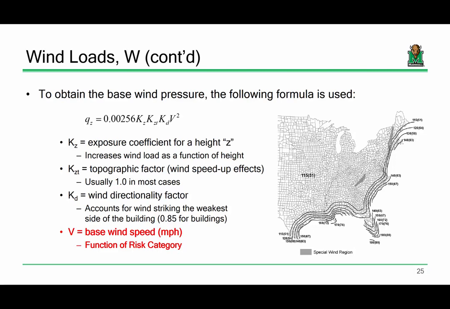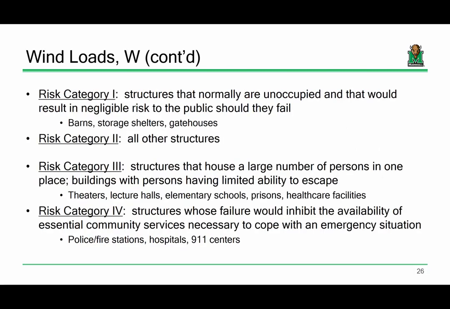We talked about risk categories in concrete design, but I want to refresh everybody. Risk categories go from 1 to 4, and the risk category is really a reflection of what your structure is being used for. Risk category 1 is a structure that's normally unoccupied and will result in a negligible risk to the public should it fail. So we're talking about barns, storage shelters, things like that. Risk category 3 is a structure that houses a large number of people in one place, and also any building where the people inside would have a limited ability to escape. So we're talking about a theater, a lecture hall, prisons, stadiums, healthcare facilities like a nursing home, things like that.